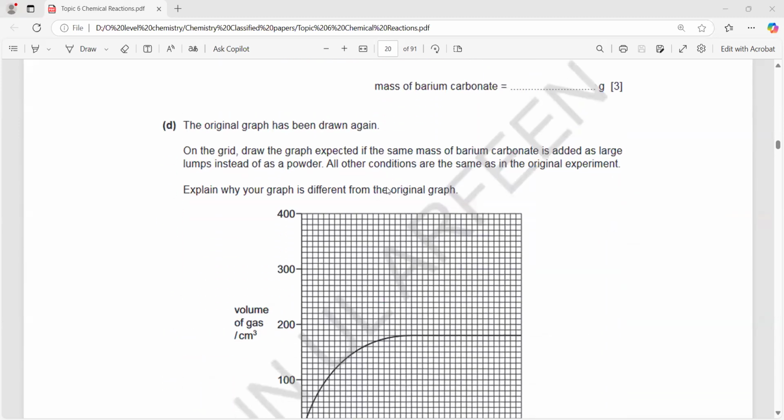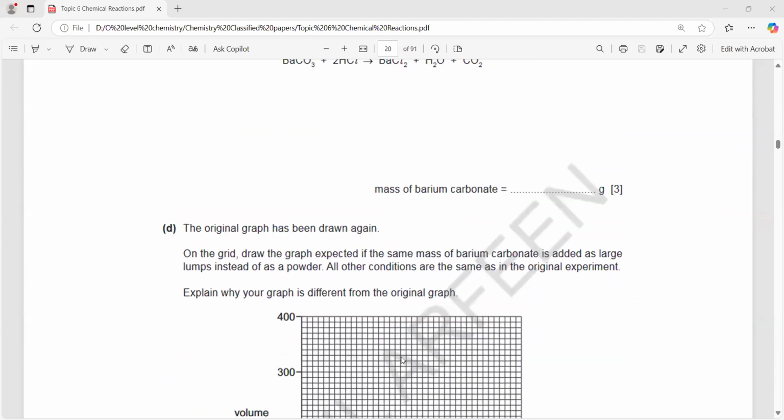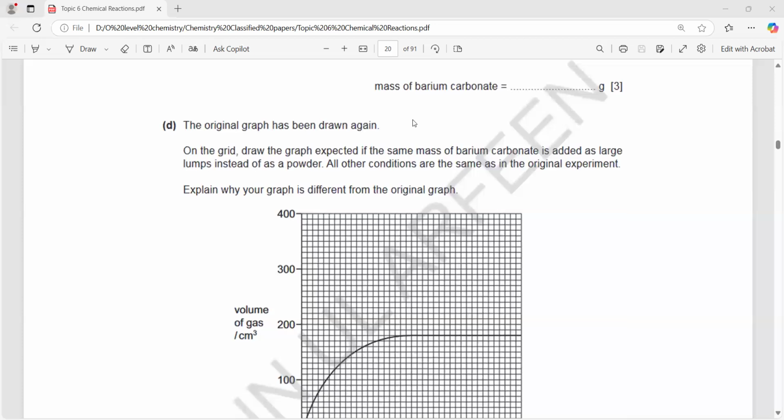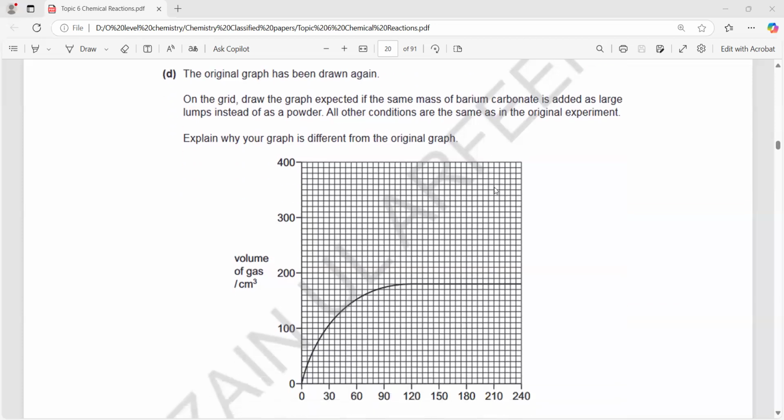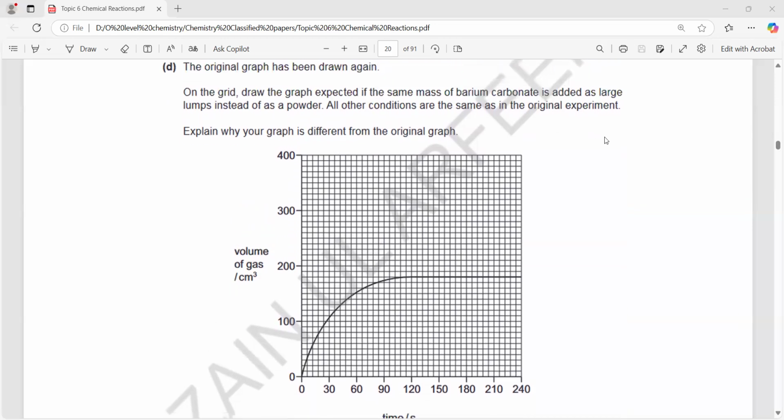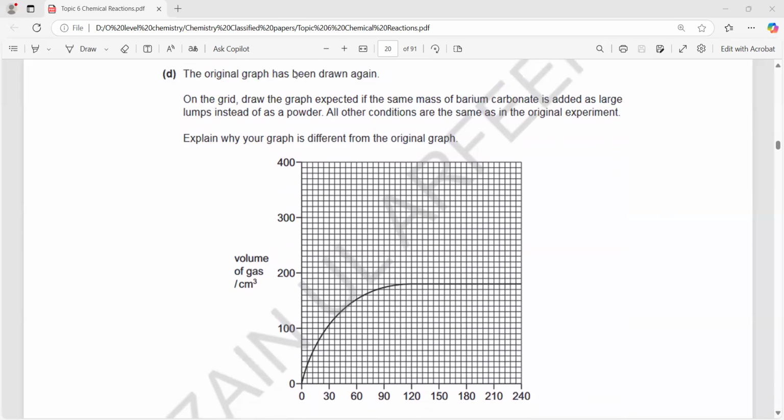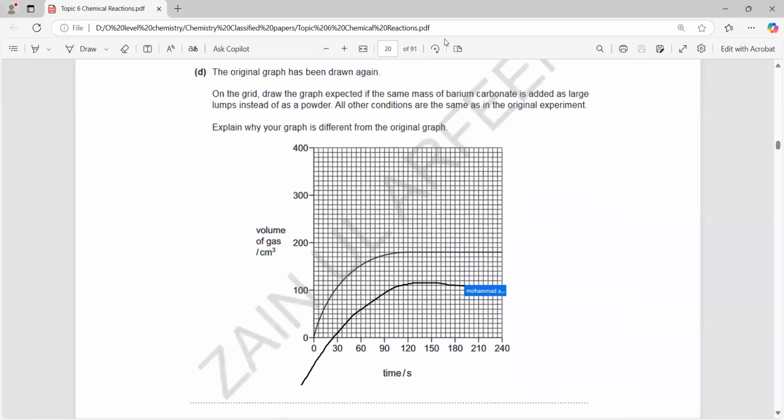This is a moles question. The original graph has been drawn again here. On a grid, draw the graph you expect if the same mass of barium carbonate is added as large lumps instead of powder. So if we use the same mass, and all other conditions are the same, but we are using large pieces, the reaction will be slower. So how do we show a slower reaction? It will be below the original. And in the exam, how will you label? You can just label that as D.